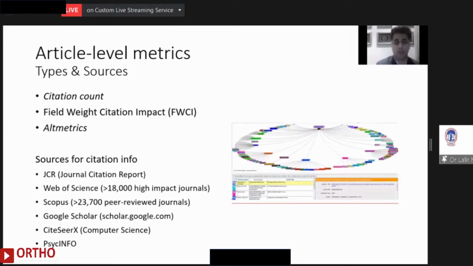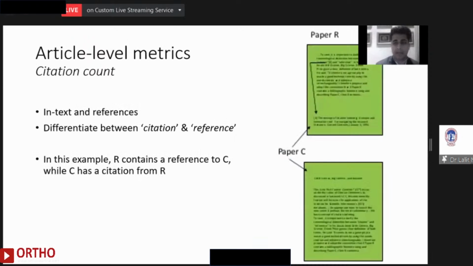So first, let's start off with the article level metrics. The article level metrics, really, the most common one is the citation count, and you also have something called the field-weighted citation impact. And of course, now we are relying more and more on alternate metrics, which are altmetrics, which are taking into account social media. The sources include the journal citation report, which you can get online, and then the Web of Science, Scopus, Google Scholar, CiteSeerX, and PsycInfo, which are all different websites where you can look for article level metrics and citation count.